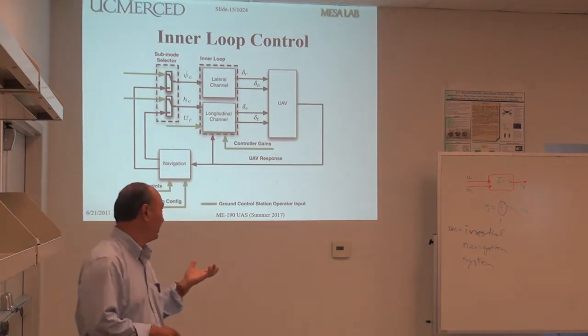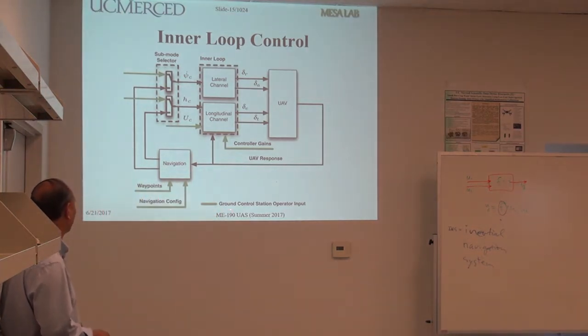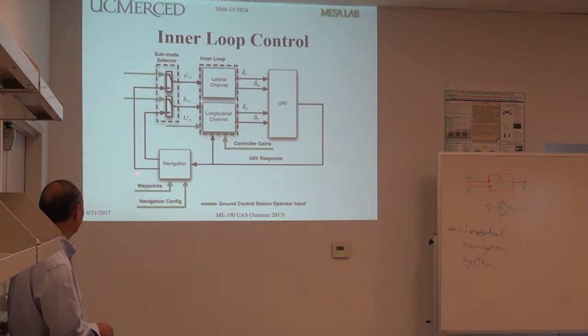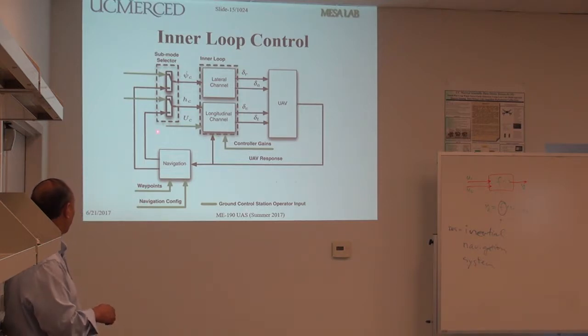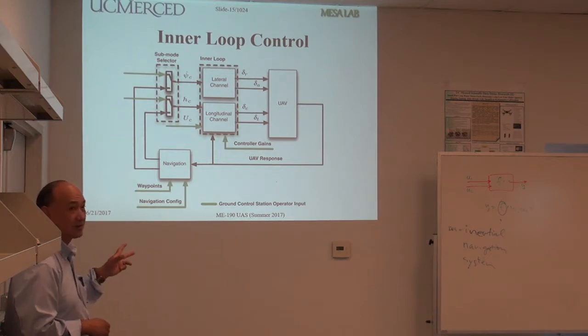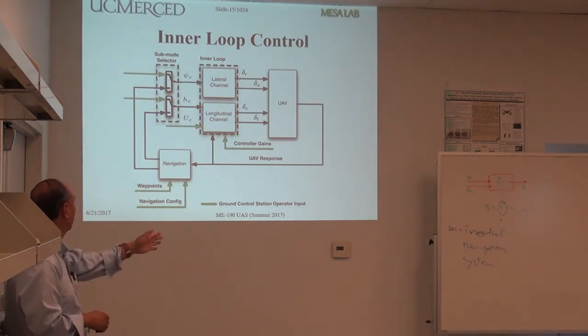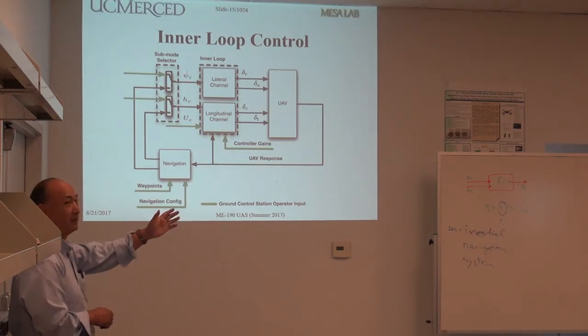After that, you need to use all those ground control station operator inputs here. This is like manual mode. And this black one is navigation. So navigation configuration here, waypoints, what waypoints you visit. Navigation will generate the reference. If you turn this one into automatic navigation, instead of operator inputs, you switch to here. Then you produce the reference: the heading, longitudinal channel, and lateral channel, how fast you move.